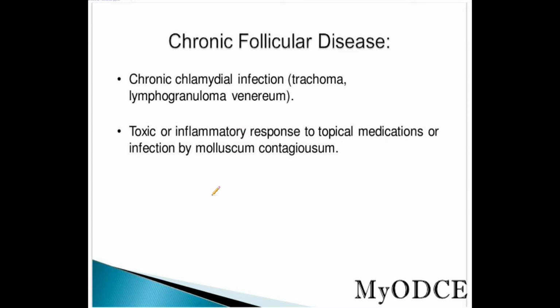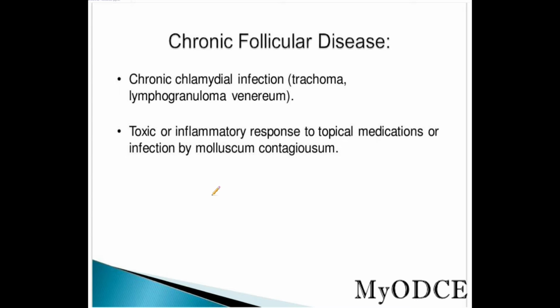So we talked a little bit about acute follicular disease, and now chronic follicular disease. You think of things like chronic chlamydial infection, trachoma, lymphogranuloma venereum. We also think of toxic or inflammatory responses to, for example, topical medications, or infection by molluscum contagiosum. Lymphogranuloma venereum, many of us may not be too familiar with, and it makes sense. That's because it's not very common in the U.S. or North America, but it is caused by a strain of the chlamydial bacteria.